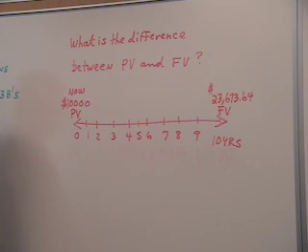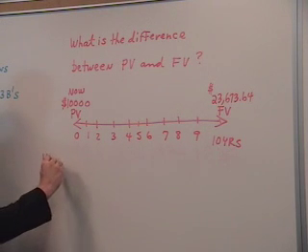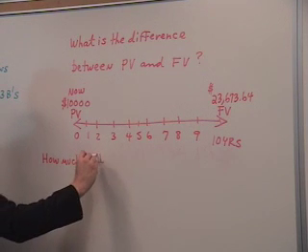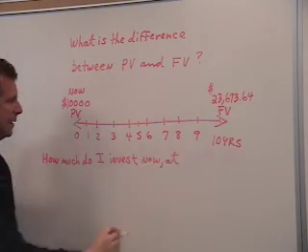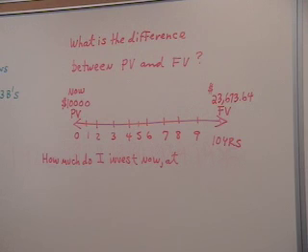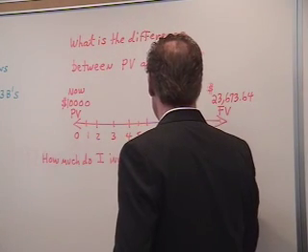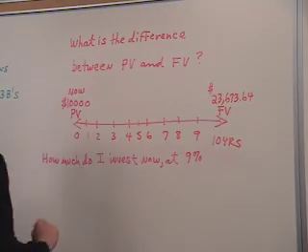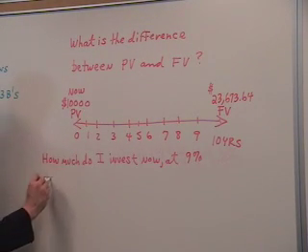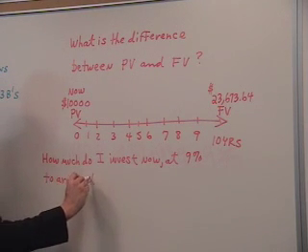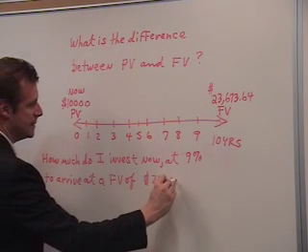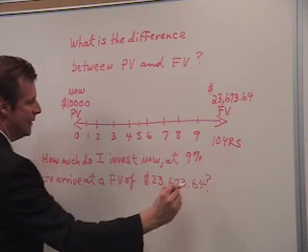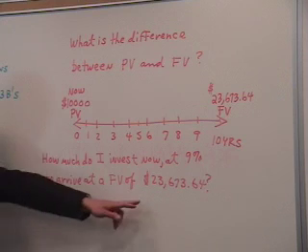A lot of times, this would be another example. I might say, how much do I invest now, at the rate we used before, which was 9%, to arrive at a future value of $23,673.64? So let's say I had that goal in mind. I want to raise that amount of money. Now that's kind of an obscure amount.